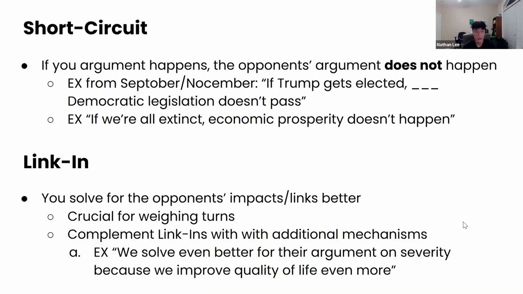All right. Next is a short circuit argument. This mechanism is that if your argument happens, the opponent's argument doesn't happen. So if you debated September, November, a good example is that if Trump gets elected, any Democratic and liberal legislation that the AF was usually advocating for wasn't going to happen. Or a standard one in extinction framing is that if we're all dead, we can't have a proper economy.